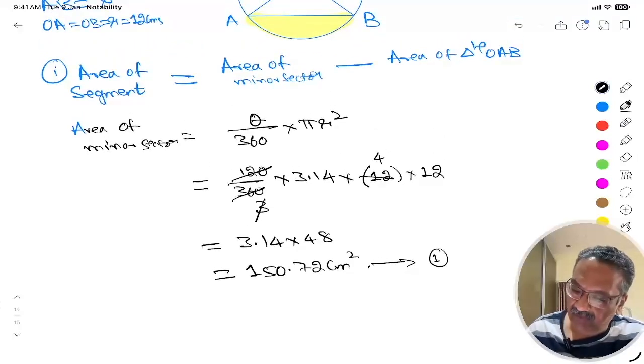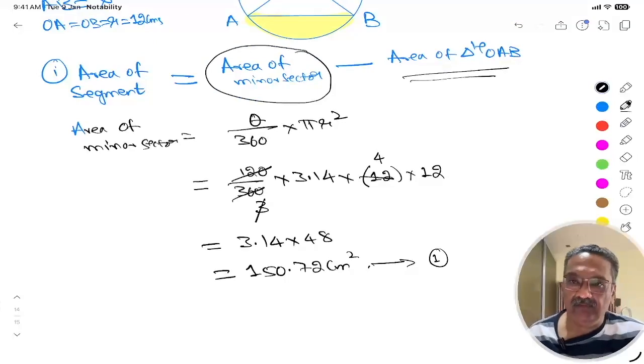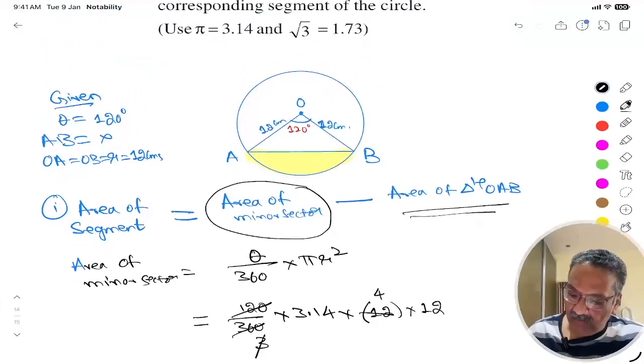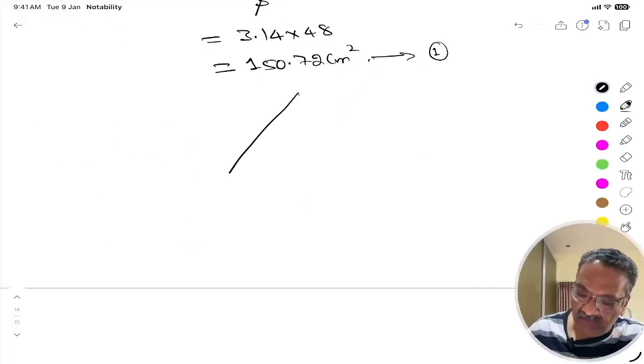Now we have found the area of minor sector. Now we have to find the area of triangle OAB. Okay, I will take it outside. We have the triangle OAB.